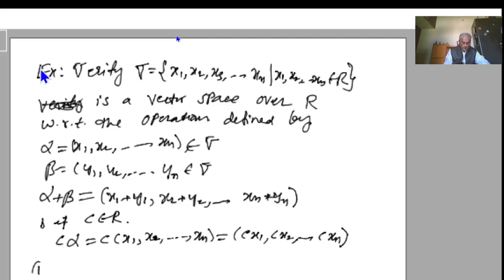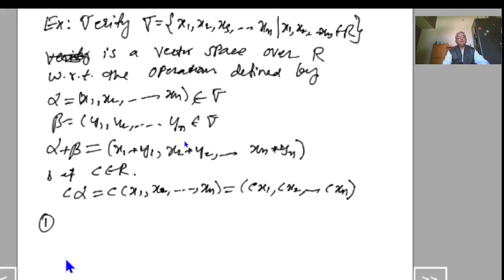First, I will go for V comma plus is an abelian group. First, we verify that V comma plus is an abelian group. For that, I have to verify five axioms: closure law, associative law, identity axiom, inverse axiom, and commutative law. Okay, let me start.